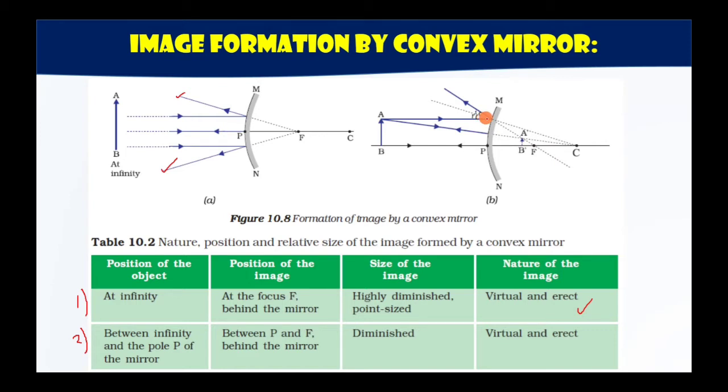You can again see this reflected ray and this reflected ray do not meet each other. They will move apart from each other, so we extend them on the other side and they meet over here, and again we get a virtual and erect image which is also diminished, smaller than our object. So these are the two cases.